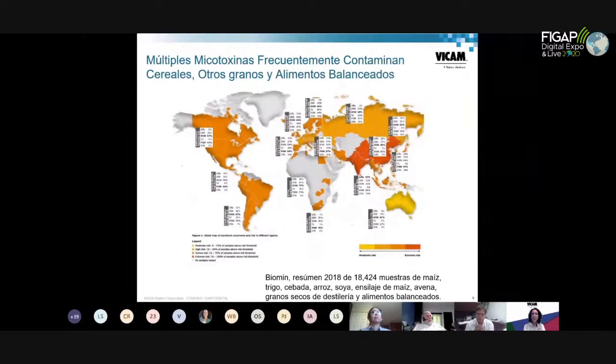And a recent study was done last year on different grain and feed products, testing for multiple mycotoxins. So it's very common for grains to have more than one and feeds to contain more than one mycotoxin. And the mycotoxins can have synergistic effects that can make them more toxic if there are multiple mycotoxins.